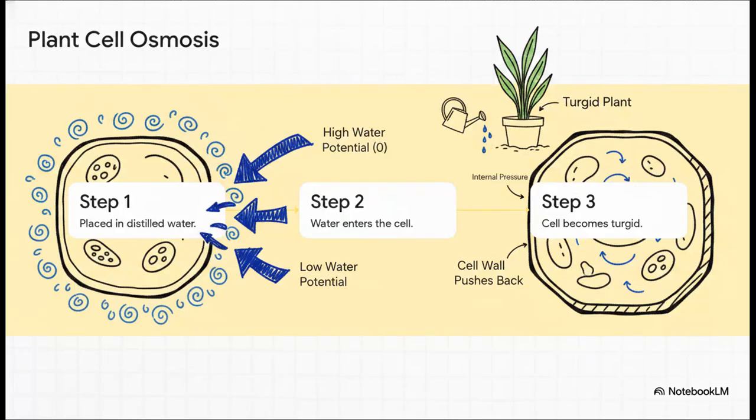All right, let's trace this step by step in a chronological flowchart. When a plant cell is placed in pure distilled water. Step 1. The external water potential is higher. It's right at 0. Step 2. Look at those highlighted water vectors forcefully entering the cell, moving down the gradient. Step 3. Instead of bursting, that strong structural cell wall pushes back against the internal pressure. This physical resistance is what creates structural turgidity. It is literally the exact reason your houseplants stand up straight after you water them.